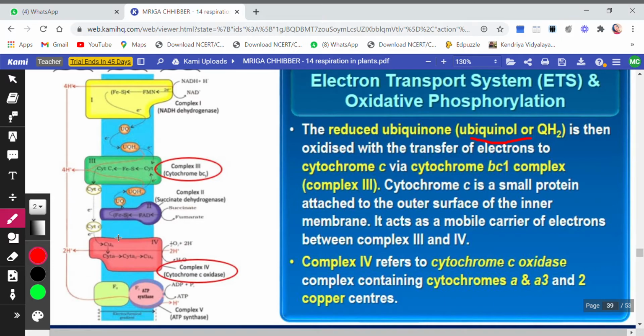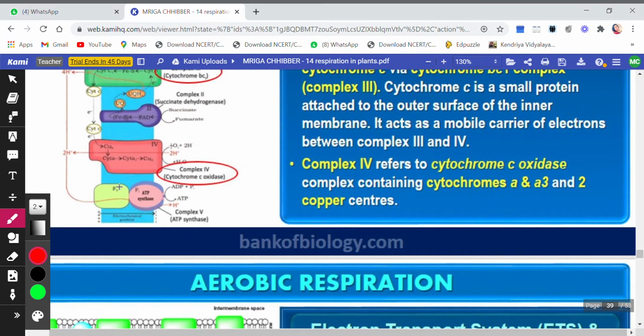Now complex 4 here refers to cytochrome C oxidase, a complex containing cytochrome a and a3. There are many steps here, and two copper centers are also present in complex 4. This is complex 4, cytochrome C oxidase, and you see here the copper ions. This is one, and the other one I can show you is here. So two copper centers are present here.